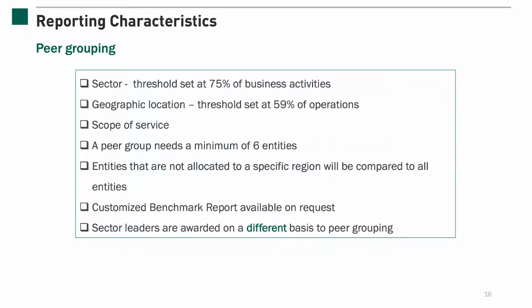The goal of the peer group creation process is to compare participants who share important characteristics, while A, maintaining a minimum threshold of 6, and B, having less than 50% of the participants in the group from the same company.